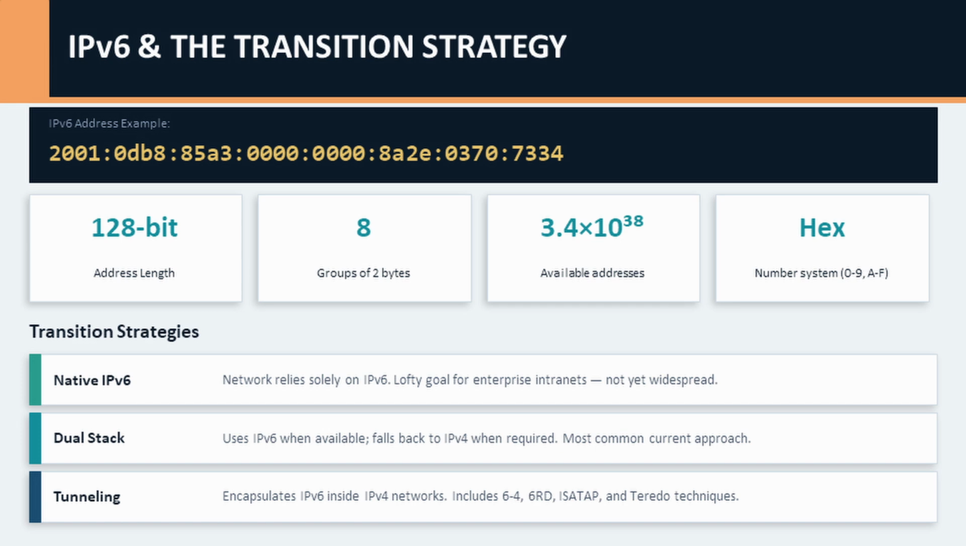But the transition from IPv4 to IPv6 isn't overnight. 3 main strategies are being used around the world. Native IPv6 networks rely solely on IPv6. This is the future goal, but is not yet widespread. Dual-stack networks use both protocols at the same time, preferring IPv6 when available. And tunneling techniques like 6-to-4, 6RD, ISATAP, and Teredo encapsulate IPv6 traffic inside IPv4 packets when crossing legacy networks. All 3 approaches allow the world to move toward IPv6 while maintaining full backward compatibility with existing IPv4 infrastructure.